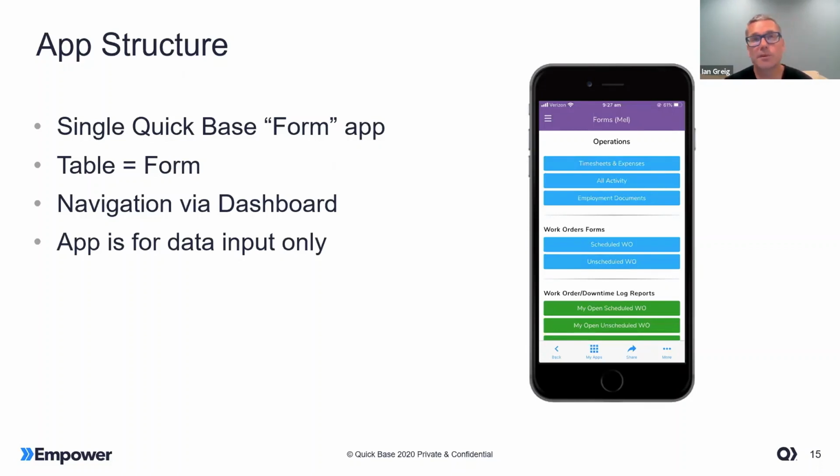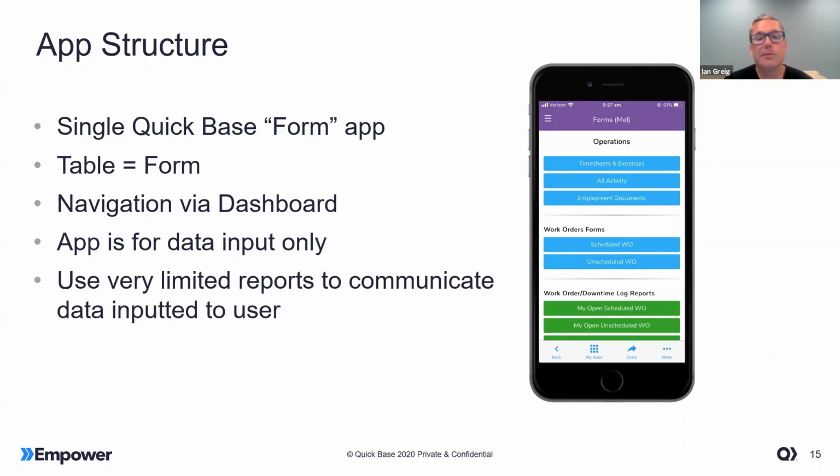We use the app for data input only. Basically, we want people to input data and we're not using it to run reports. However, we did use some very limited reports and we highlighted those. If you look at the screen there, it's green buttons where you can look at some basic reporting. For example, my current open scheduled work orders or how many hours I've entered today for timesheet entries or how many per diems have I claimed. Very basic stuff because the reporting in the QuickBase mobile app is very limiting. So let's keep it simple for our users.